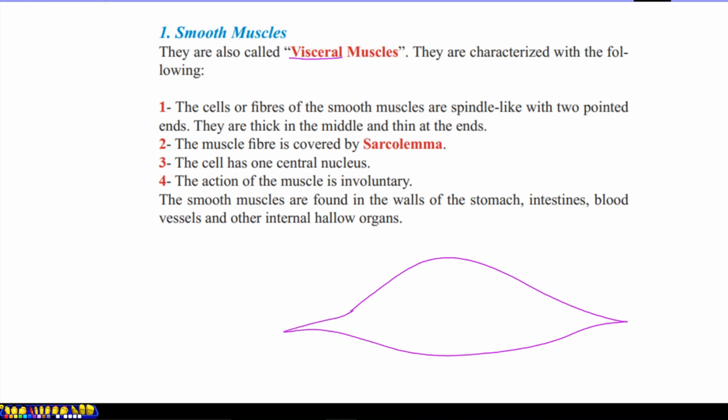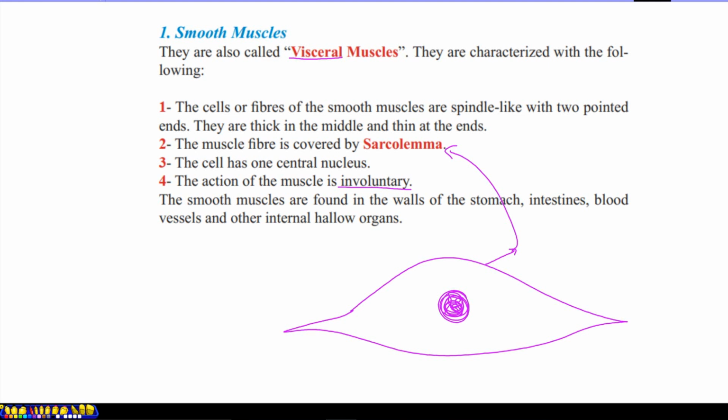The muscle fiber is covered with a membrane; the name of the membrane which covers the smooth muscle fiber is sarcolemma. The cell has one nucleus in the center. The action of these muscles is involuntary. Involuntary means the muscles do not work under the control of will, meaning someone cannot control their movement.